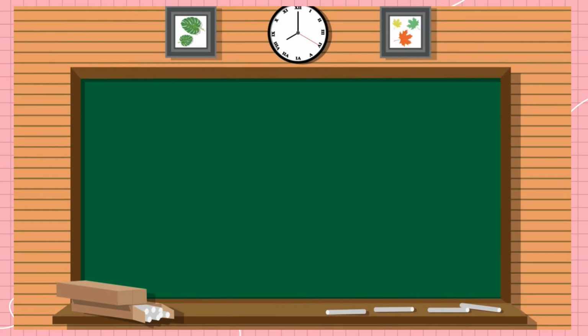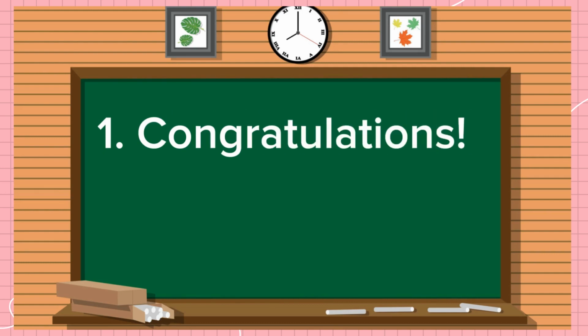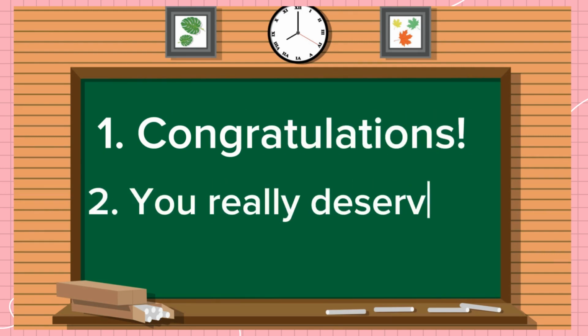Let's take a look at these examples. Everybody say congratulations. Wow! Second, you really deserve it. Very good. These examples, class, are exclamatory sentences because they express surprise or high emotion. And we indicate this in writing by an exclamation mark at the end of the sentence, and in speaking by our tone and loudness of voice.